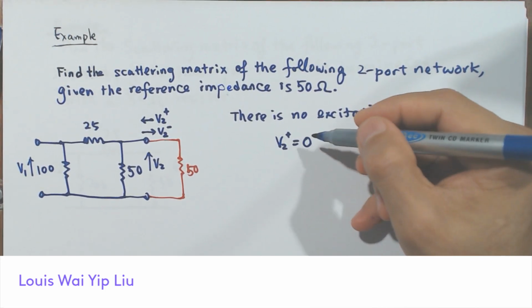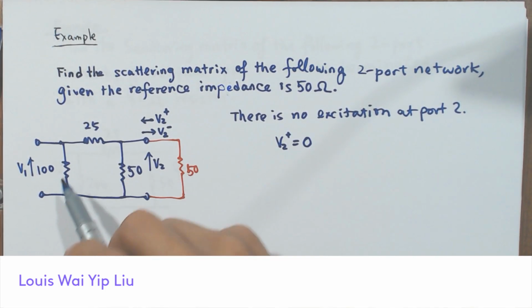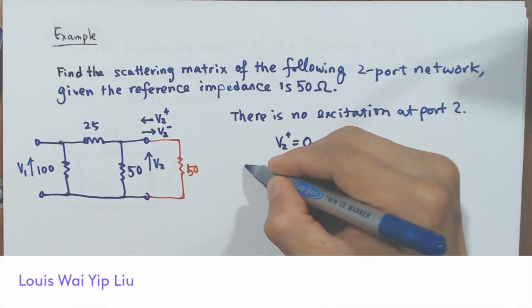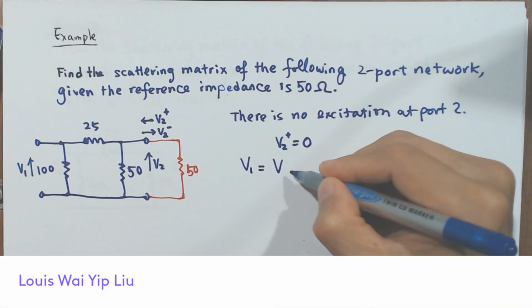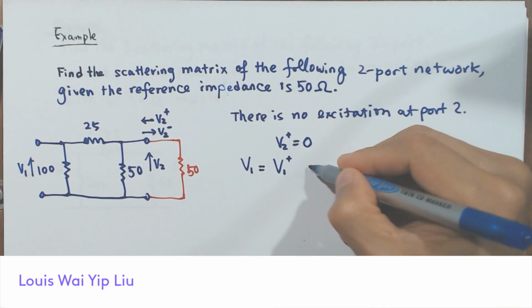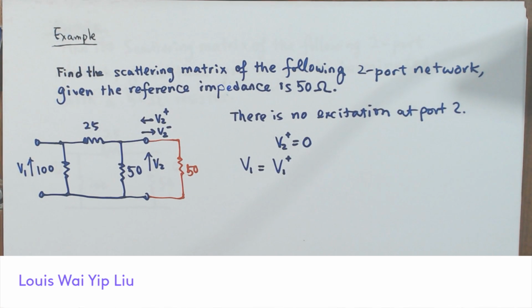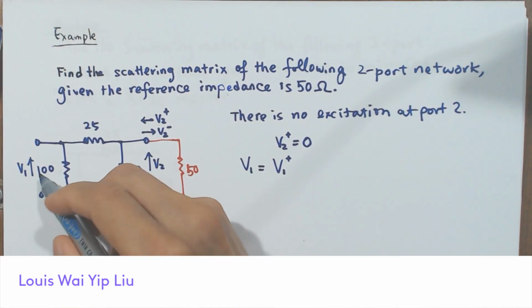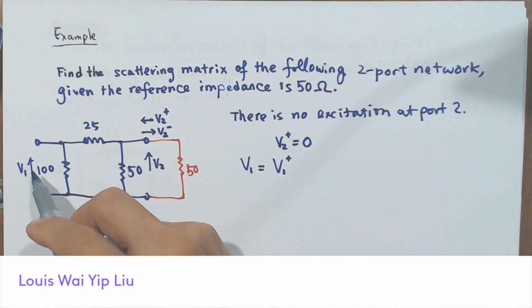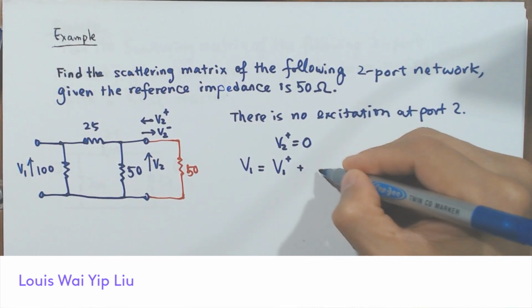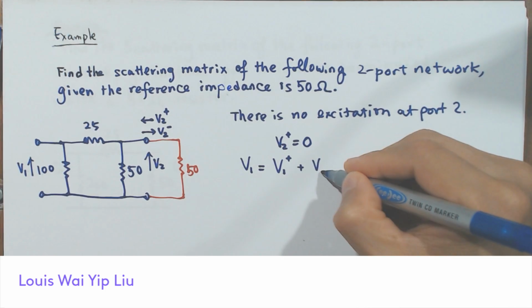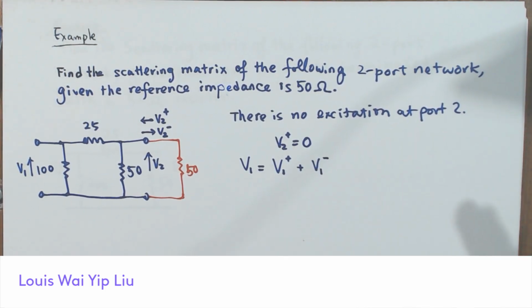And let's say we are now looking at V1. V1 is equal to V1 plus, which is the voltage wave going into port 1, plus V1 minus, which is the reflected wave coming out of port 1.